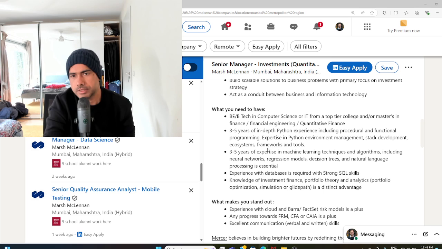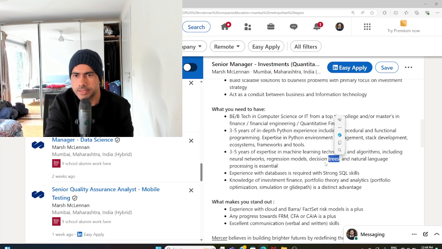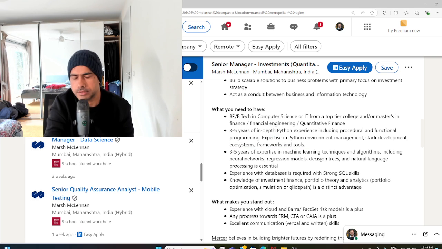It requires 3 to 5 years of experience with Python development, and some experience with functional programming like Haskell. If you have done MATLAB also, you can mention that. Some experience with machine learning techniques, including neural networks, regression models, decision trees and NLP. I think most software engineers nowadays know something about machine learning and AI. I think that is the trend. AI is quite popular nowadays in almost all areas of software engineering, so most software engineers have some familiarity with it.